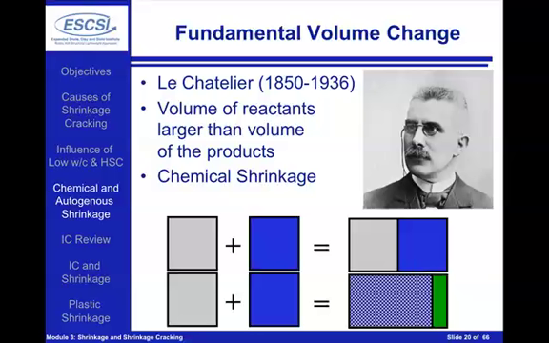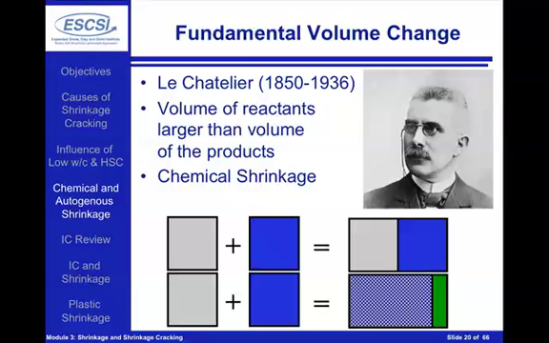Now, to understand the chemical shrinkage part of this, we really need to start out with Le Chatelier. And Le Chatelier's idea here was that if I take the volume of the cement and I add the volume of the water together, and I say I take a certain volume of cement, I react it with a certain volume of water, I should seemingly get the volume of cement plus the volume of water. However, in reality, that's not the overall volume that I get at the end of the reaction. What Le Chatelier said was that the volume of the reactants was actually larger than the volume of the products. This difference is known as chemical shrinkage.